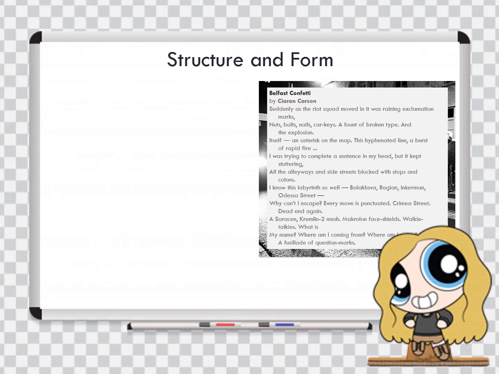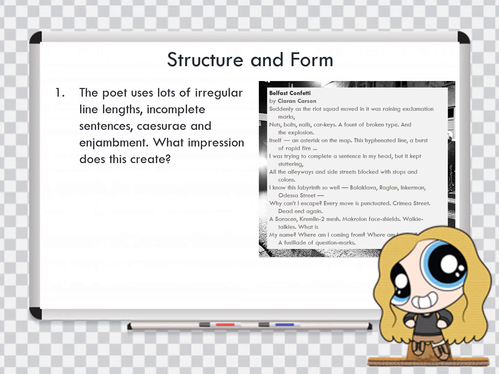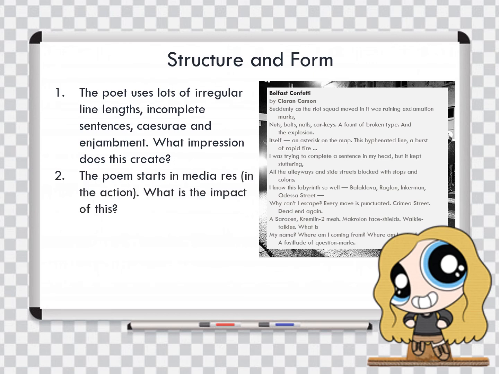We're moving on to our final box on our revision page, and this is focusing on the poet's use of structure and form. So I'm going to ask you 3 questions that I'd like you to respond to, and then we'll go through the feedback together. To start off with, the poet uses lots of irregular line lengths, incomplete sentences, caesura and enjambment. Note those down and then write down the impression that you think is created by these techniques together.